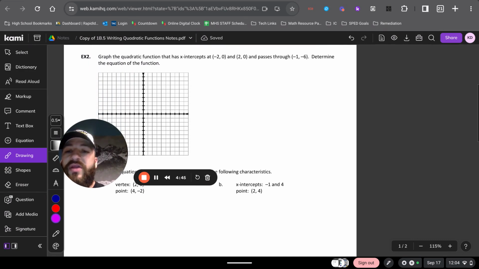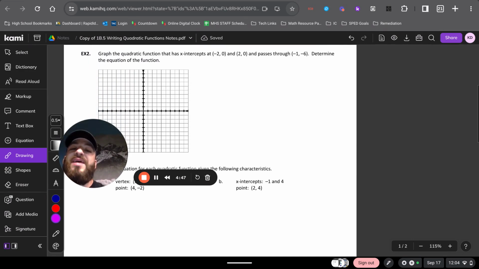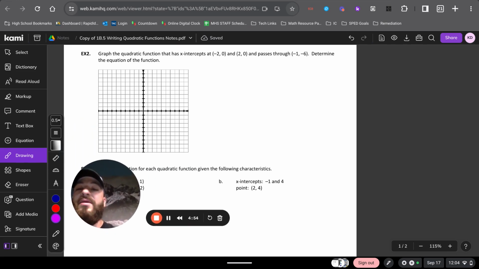So on example 2, they want to graph the quadratic function that has x-intercepts at -2, 0 and 2, 0 and passes through 1, -6. Okay, so this time they're giving us a different set of information. They're telling us what those x-intercepts are. And so really remember and keep in mind, we have those three different forms of our quadratic equations, and we're going to use those various different forms depending on the information they give us. So since they gave us x-intercepts or our roots, we want to use factored form this time.